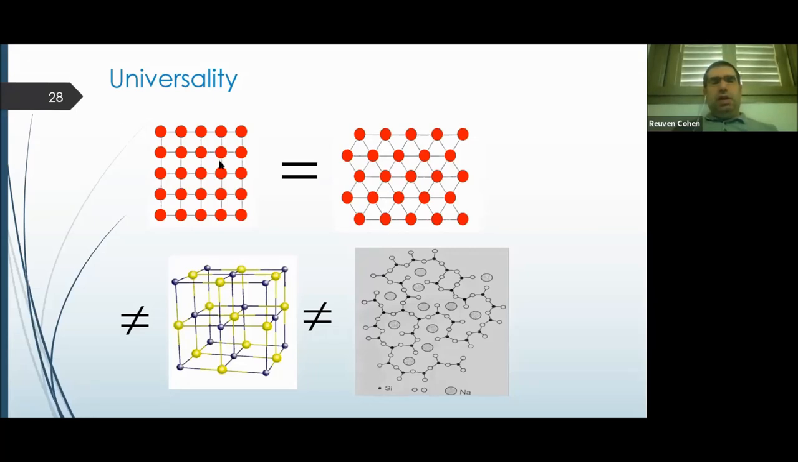For instance, if we have a square grid and a triangular grid, the behavior at the critical point will be very similar between them. The critical point itself may be different, but near the critical point, in a way that I'll explain in a moment, the behavior is the same. However, this is not true when we change the symmetry. For instance, if we move to three dimensions, or if we have not a grid but rather a stochastic process, some random graph or whatever, then the behavior becomes quite different.